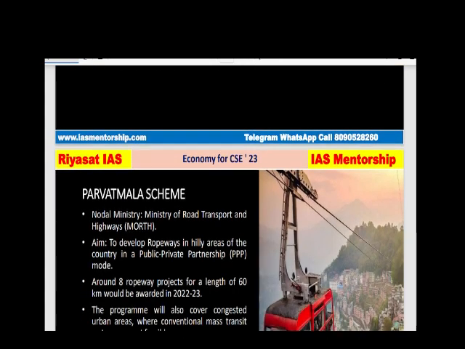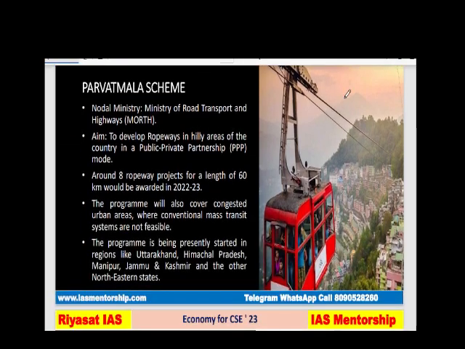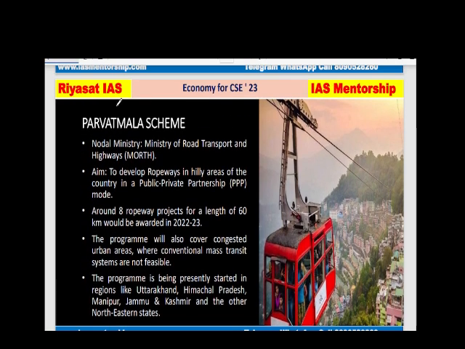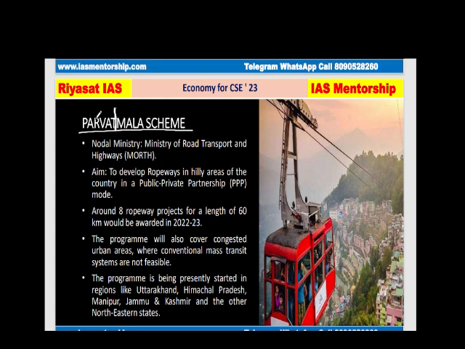Okay. Next, coming to the next scheme, that is your Parvatmala scheme, very important. Parvatmala. Let us break it. Basically, it seems like we are trying to reach the hill, the Parvat, and that is Mala, using some rope kind of thing. Yes, the aim is to develop ropeways in hilly areas.